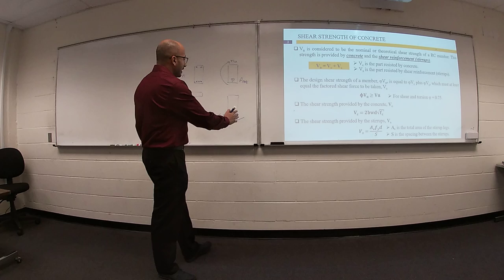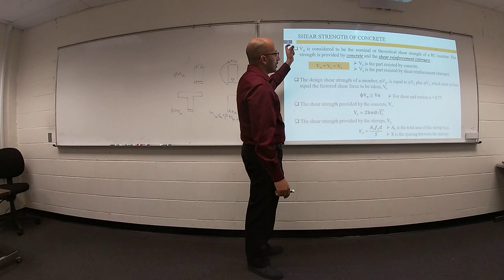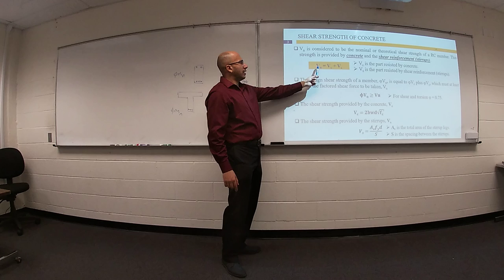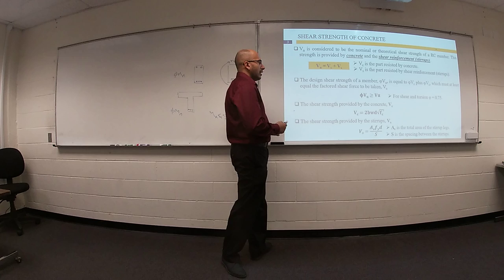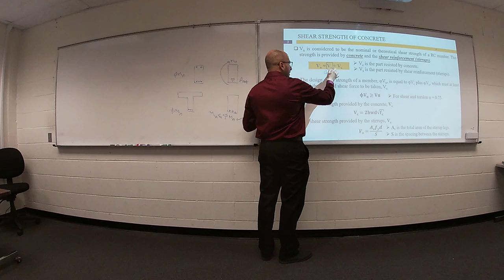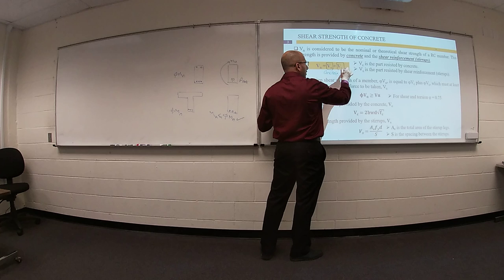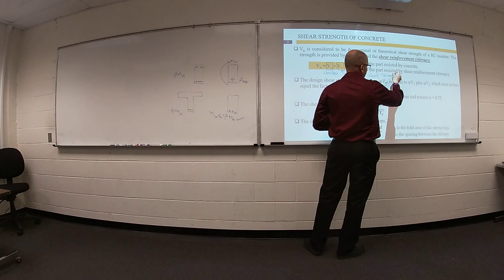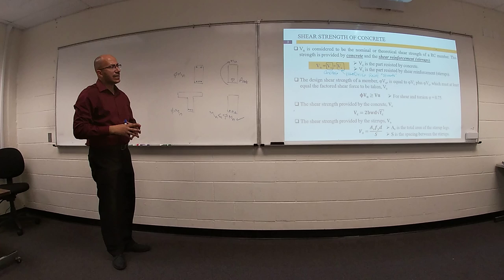like we did before, we have something called Vn, which is called the nominal or theoretical shear strength of a reinforced concrete member. And your nominal shear strength consists of two parts. The first part, contribution from concrete. The second part, contribution from transverse reinforcement or from stirrups. So to resist your shear, we have two contributions, one from concrete, one from steel, like we did in bending.